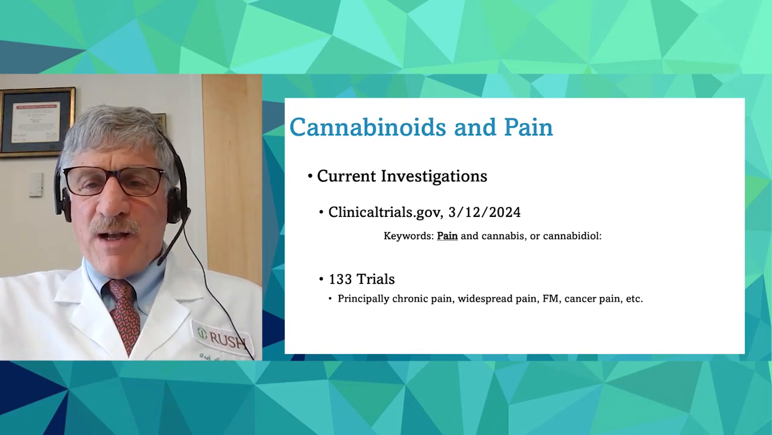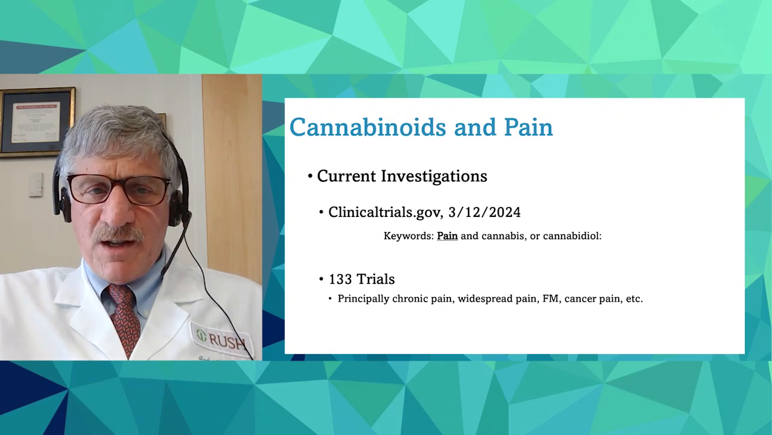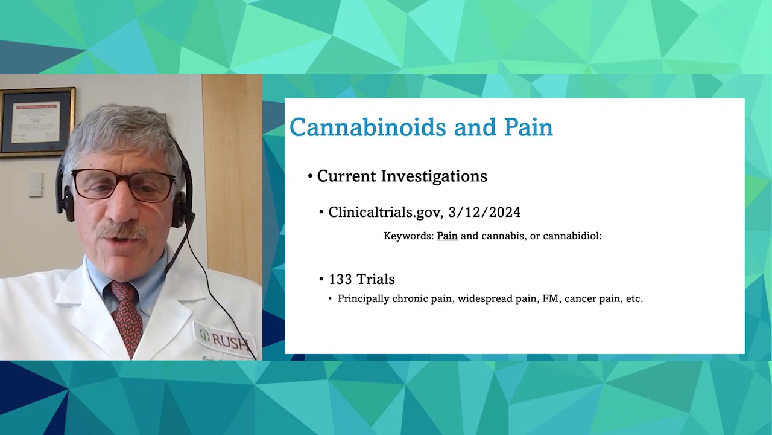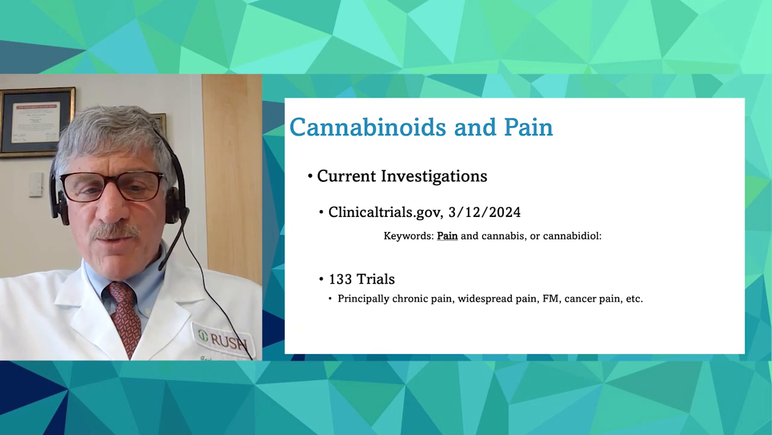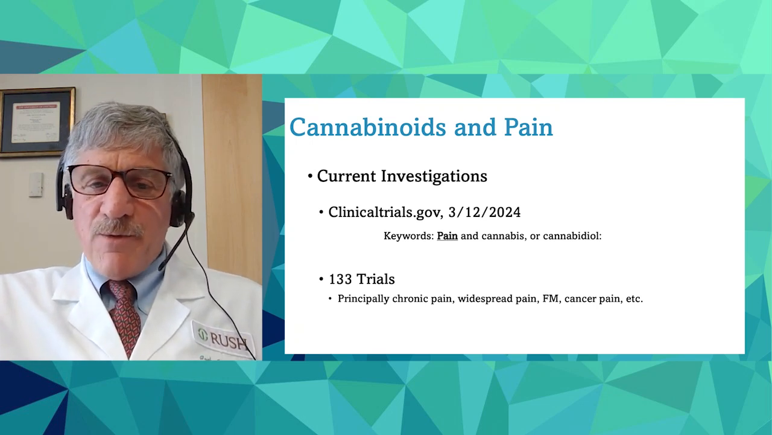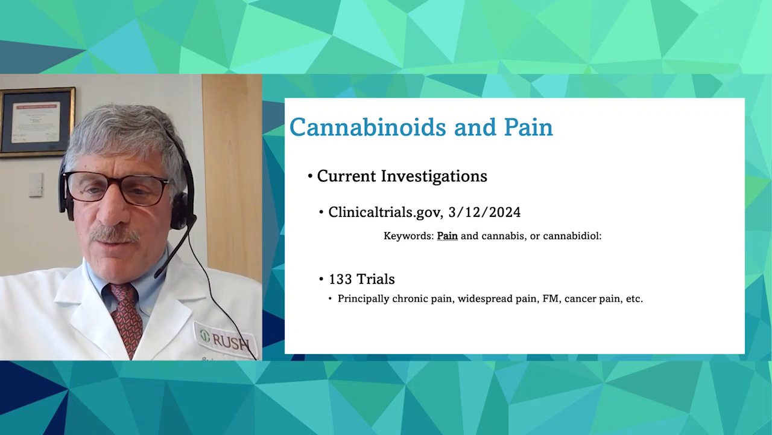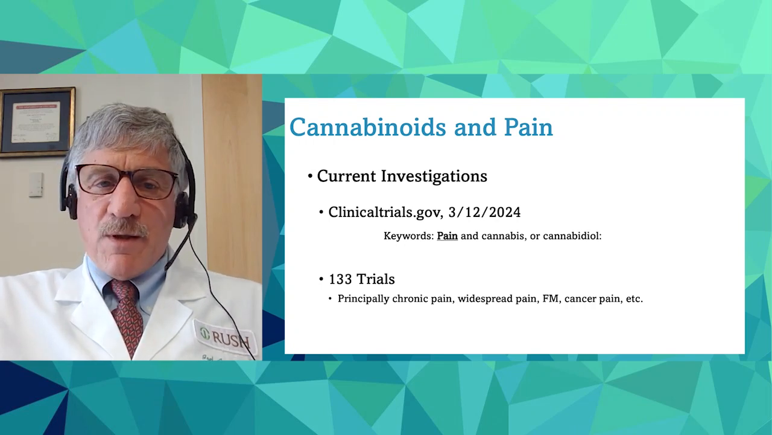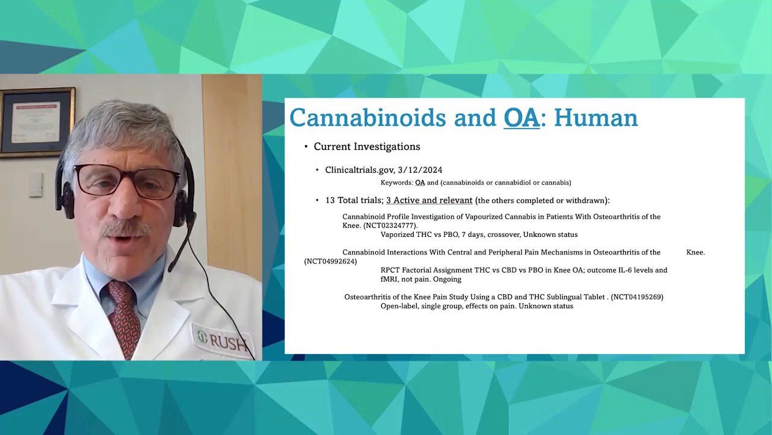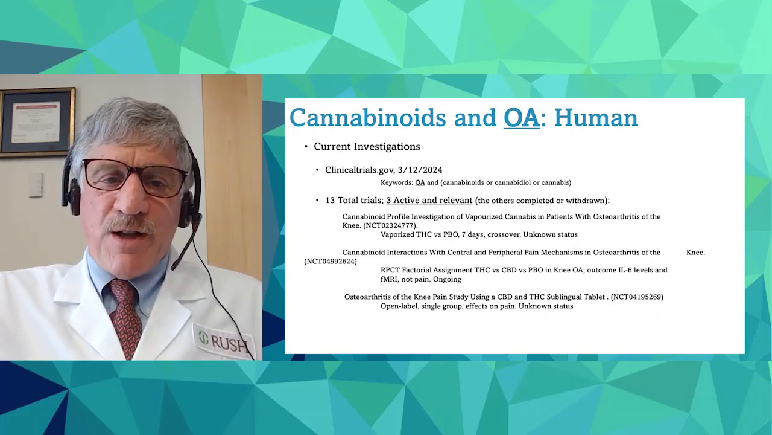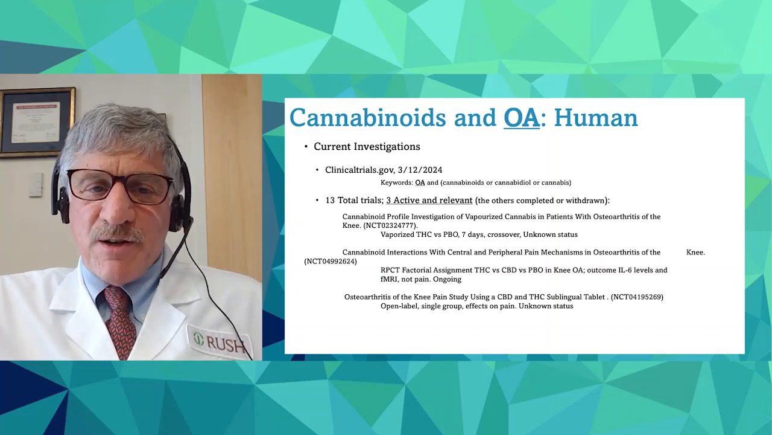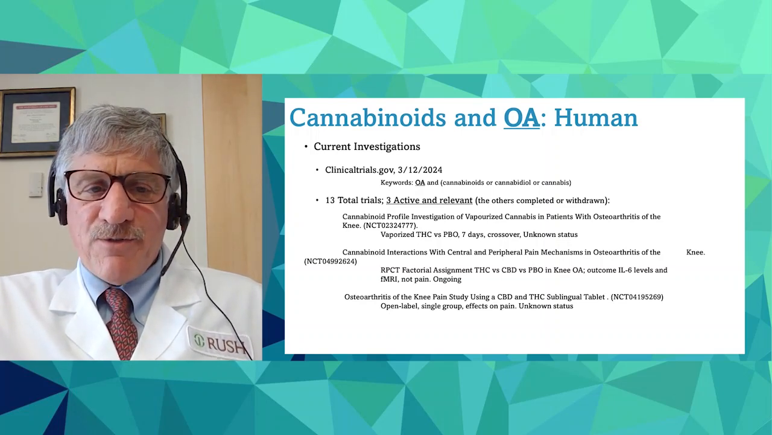There must be a bunch of ongoing investigation. And indeed, if you look in clinicaltrials.gov, what you see is there are 133 trials. On the other hand, almost all of them are for chronic pain, for widespread pain, fibromyalgia. If you limit your search to just cannabinoids and osteoarthritis in humans, you find a total of 13 trials, most of which have either been completed or withdrawn. Only 3 are active and relevant.